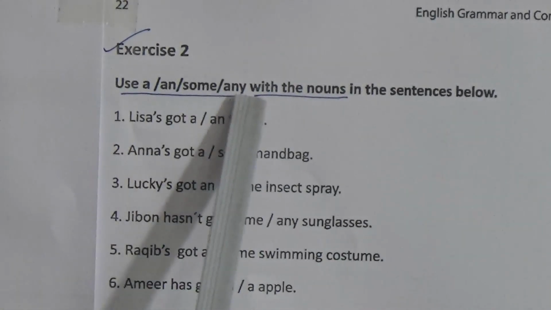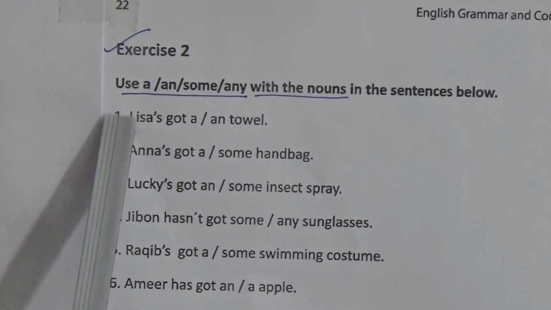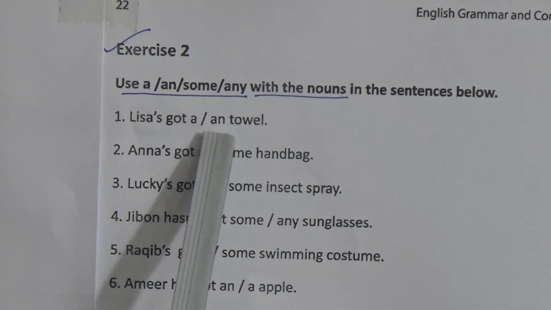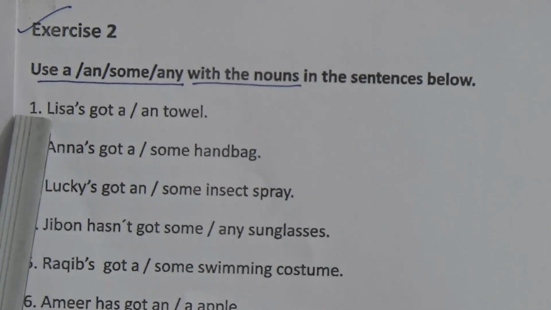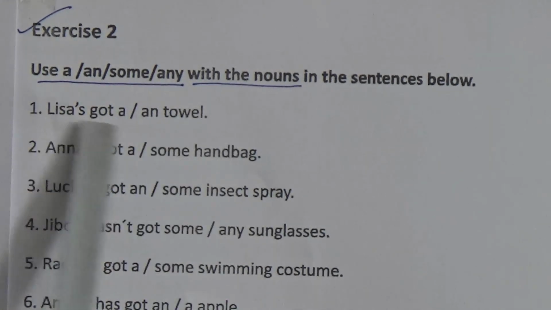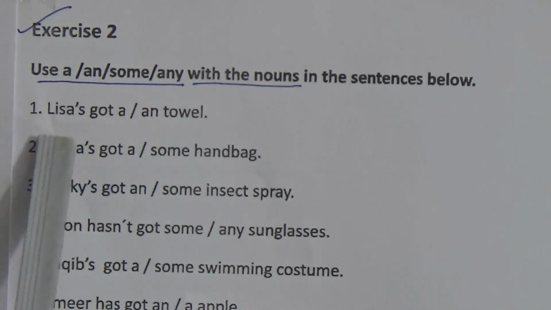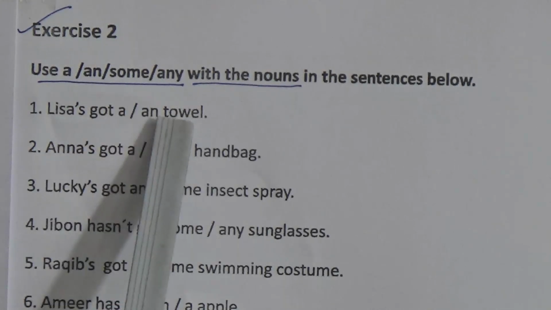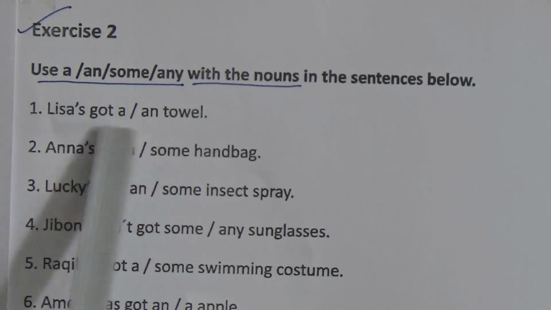Exercise 2. Use a and some or any with the nouns in the sentences below. See, the sentences are given here with two options. Only one of the options is correct in each sentence, so you have to use the correct word. Look at the first sentence. Lisa's got a or an towel. So which one is correct here? A is correct here. Lisa's got a towel. So you should write Lisa's got a towel. Use the correct word and underline it. Do it in this way in your homework copy.